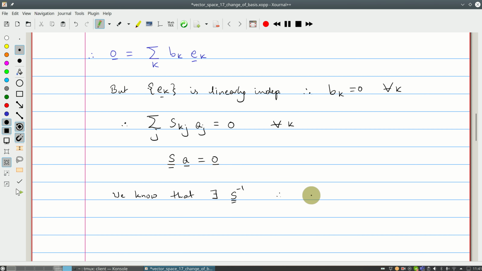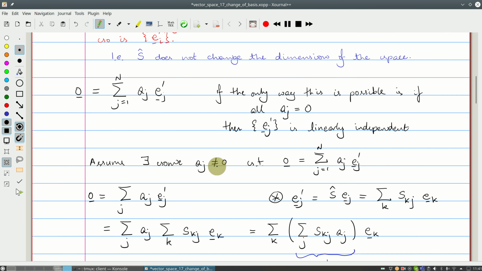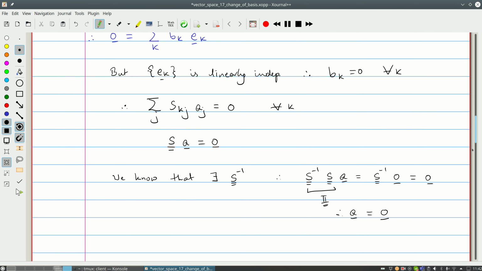So we get S inverse S A is equal to S inverse and the 0 vector, which of course is just equal to the 0 vector. This gives us the identity, and the identity times a vector is just the vector itself. So therefore, the vector A is equal to the 0 vector. But this is a contradiction, because we assumed at the start that some of those a_j's are not 0. So the vector A cannot be the 0 vector. So this is a contradiction.